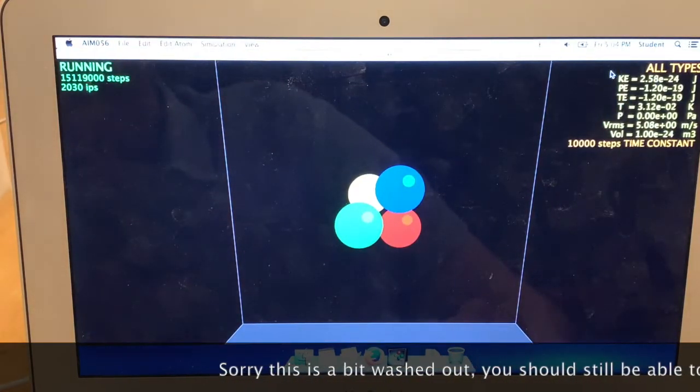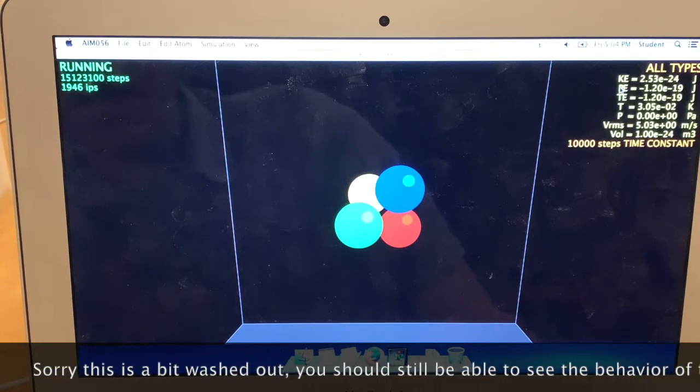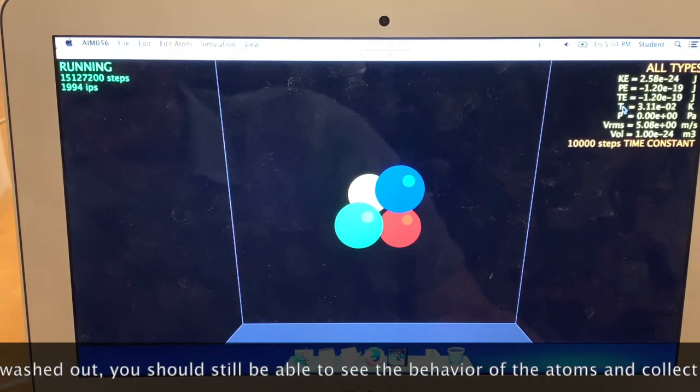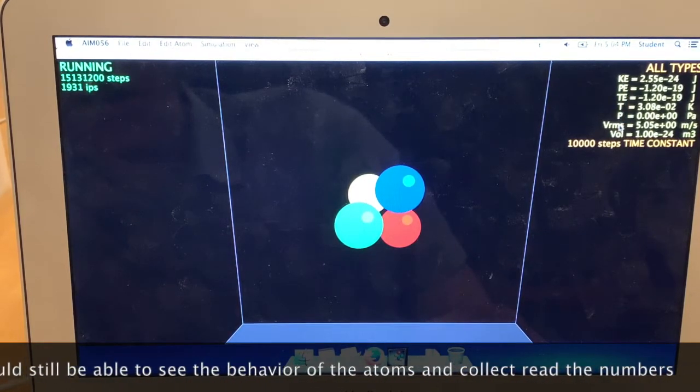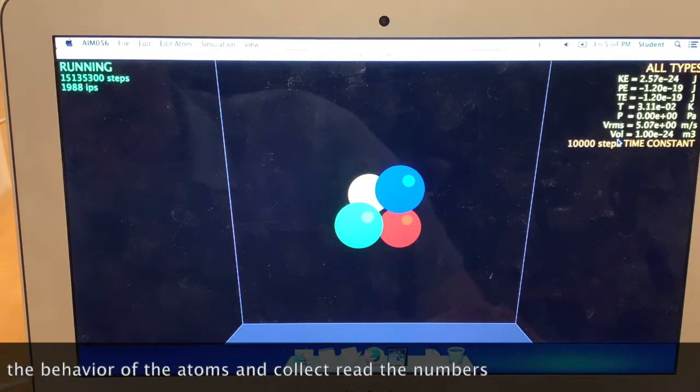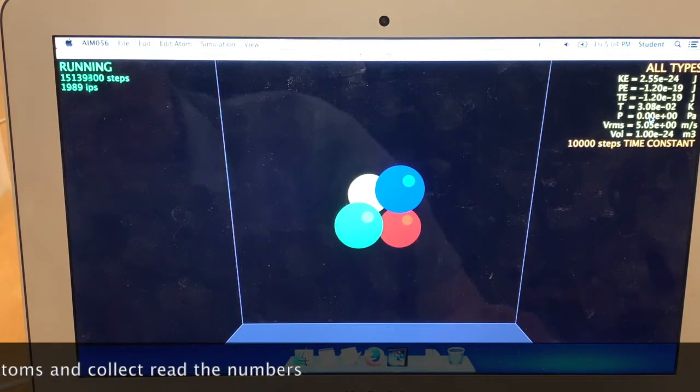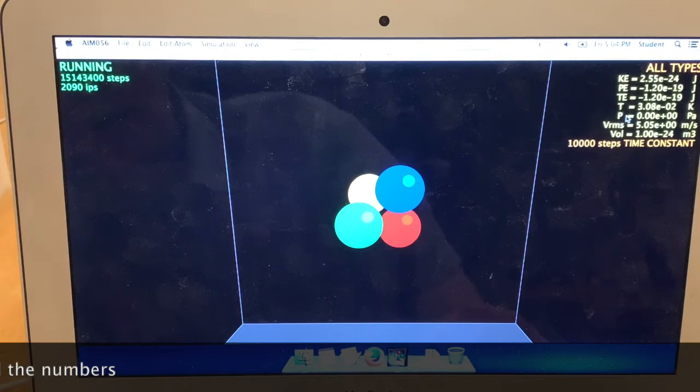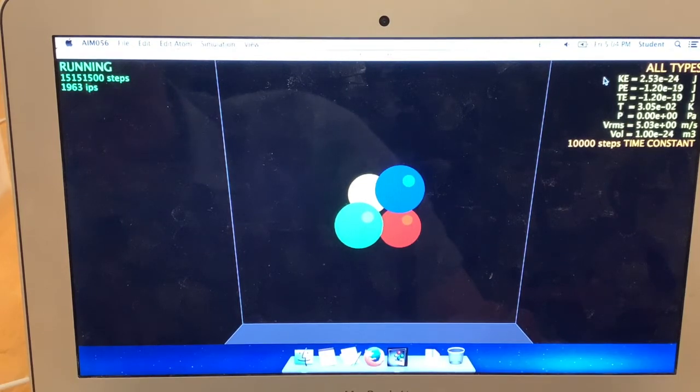From top to bottom, these are kinetic energy, potential energy, total energy, temperature, pressure, the RMS speed of the atoms, and the volume. For the purposes of this activity, we don't need to be worried about these last 3 quantities. We only need to be worried about the energies and the temperature.